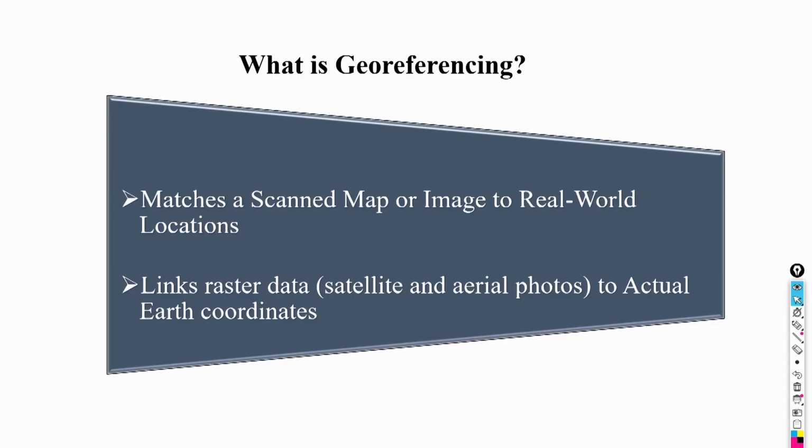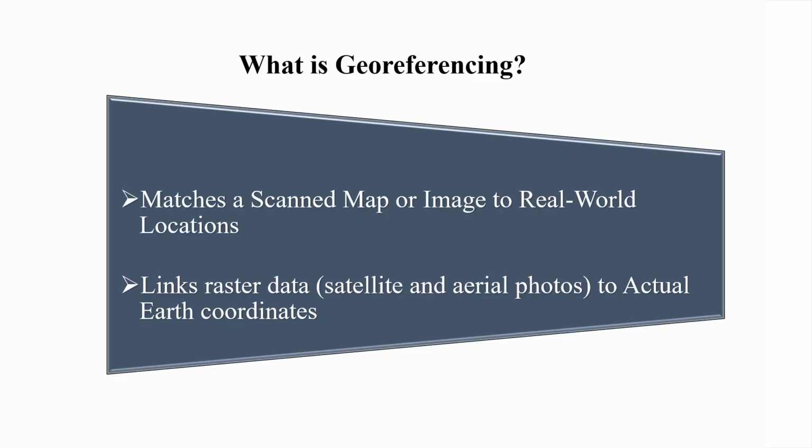So, we need to follow some procedure, and that procedure we call georeferencing. Here, first we have the Toposheet, and we have to scan it. Then we give the scanned image as input to the GIS software. In that software we do some procedure, and then it is applied to the real world. So, that is georeferencing.